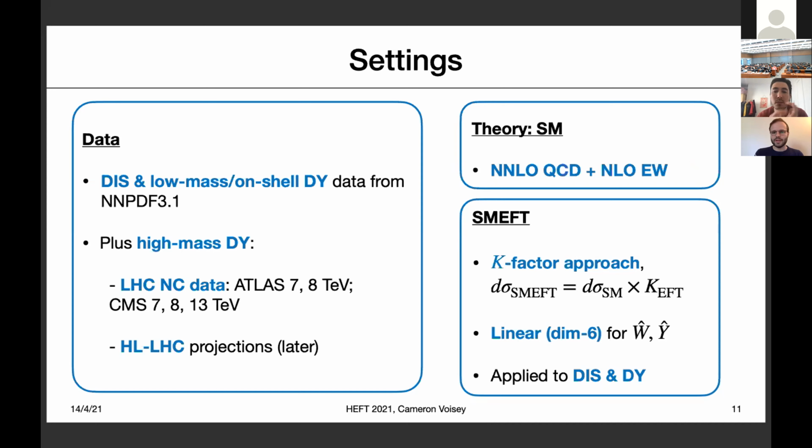Regarding the standard model theory, we use state-of-the-art calculations. So we have next-to-next-to-leading order QCD plus next-to-leading order electroweak. And then for the SMEFT sector of the theory, we apply the SMEFT corrections by the K-factor approach. So we apply a bin by bin multiplicative factor that encapsulates the correction. For W and Y, we just include the linear terms, but for the other model we include also the quadratic. But here the linear term dominates, so we just include that. And we apply these corrections to both DIS and Drell-Yan data.